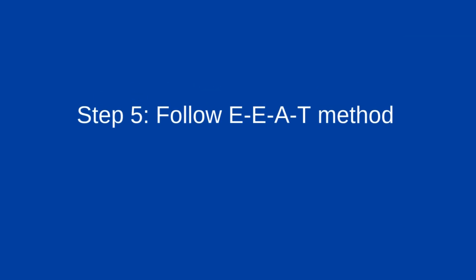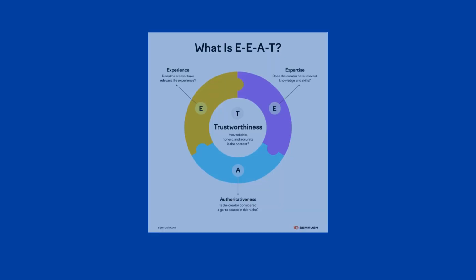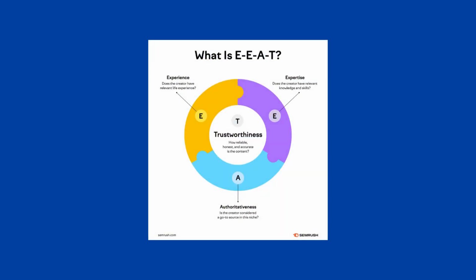Step 5. Follow the EEAT method. Now let's talk about EEAT: experience, expertise, authoritativeness, and trust. Originally a Google concept, but it also helps with AI SEO. Here's how. Experience. Show that you've actually used or tested what you talk about.